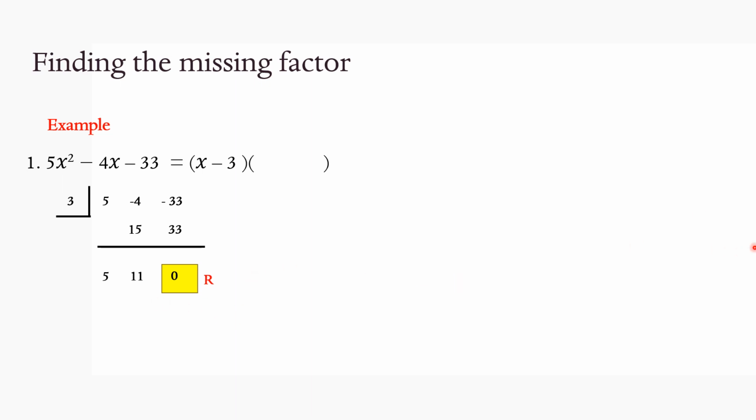So now we have 5 and 11. 5 is the coefficient of the variable x, which has an exponent of 1, while 11 is our constant. So this will become 5x plus 11. We can say that 5x plus 11 is our missing factor.